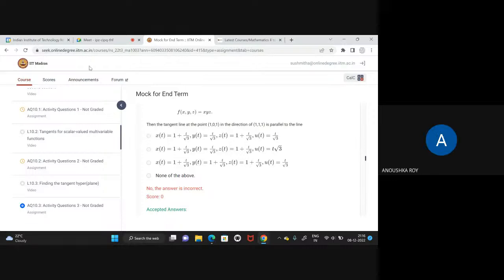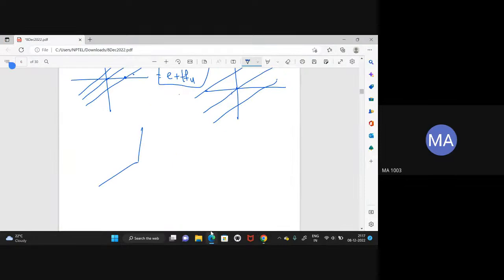Okay, ma'am. Also, 1, 0, 1 means the xz plane. So how can the y coordinate give something to it? No, we are looking for something parallel, right? If we put something parallel, then it will just translate along the xz plane. Y translate means you can shift it up also, no? You can shift the plane here, so the z component will be something.